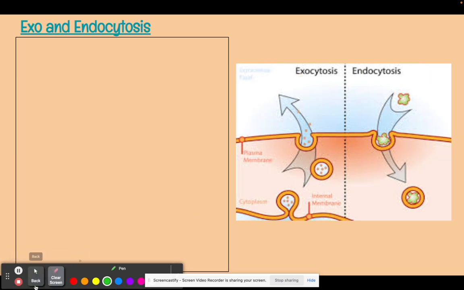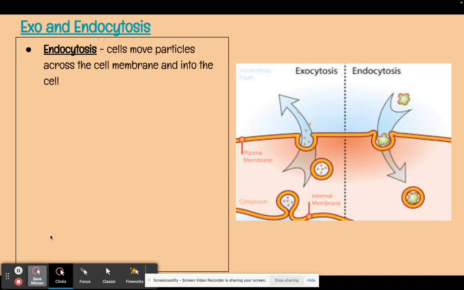The first term that we're going to start with is exocytosis. I'm sorry, endocytosis, my bad. Endocytosis is where cells move particles across the cell membrane and into the cell. In endocytosis, the particles coming into the cell are too large to easily pass through the cell membrane, like gases such as carbon dioxide and oxygen. So these are larger particles that need to be brought into the cell.